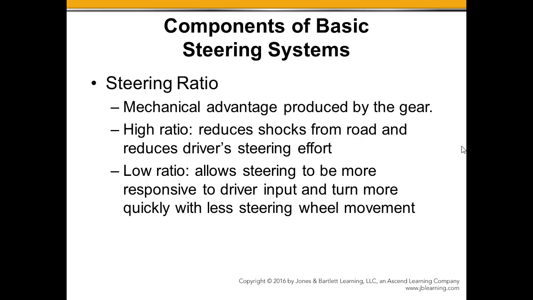So the gear reduction that is built into the steering gear, we can have a high ratio or a low ratio. Advantage of the high ratio is we've got lots of multiplication of the driver's effort, but that comes at a cost of more turns of the steering wheel required to make those turns. So it's a high ratio. Low ratio means it takes fewer turns of the steering wheel for the steering to turn from lock to lock.